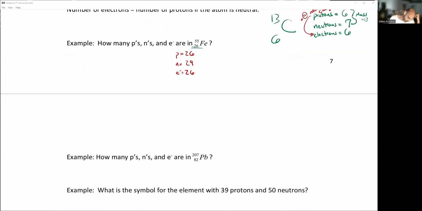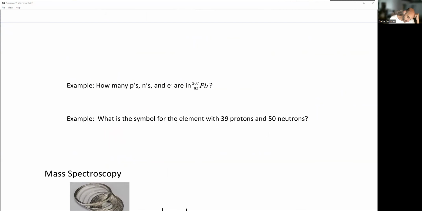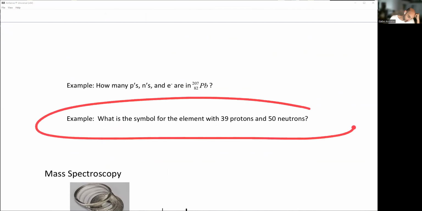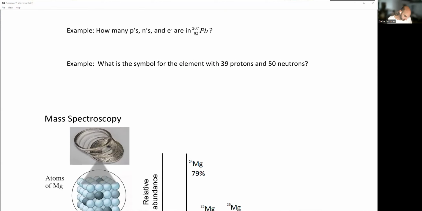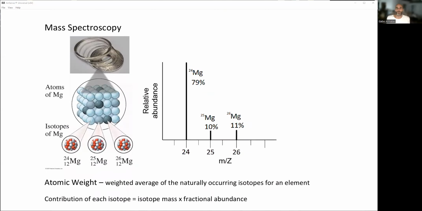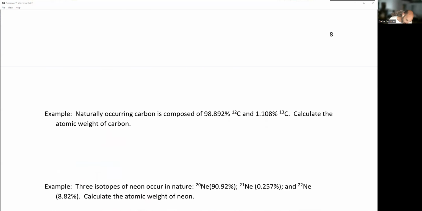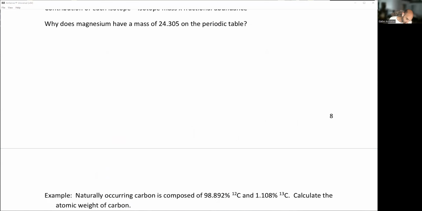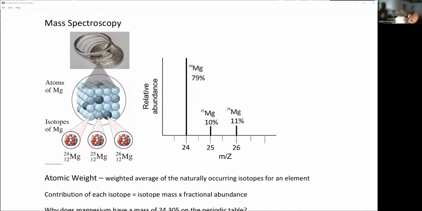Okay. So with that said, how many protons, neutrons, and electrons are in lead 207? Can you write out the symbol for something with 39 protons and 50 neutrons? We're going to do a handful of these in class as well, but this is a good start. So if you look at the periodic table, we will do these problems in class, but we're going to talk about one last little bit, which is called mass spectroscopy, or really what this is called is natural abundance.